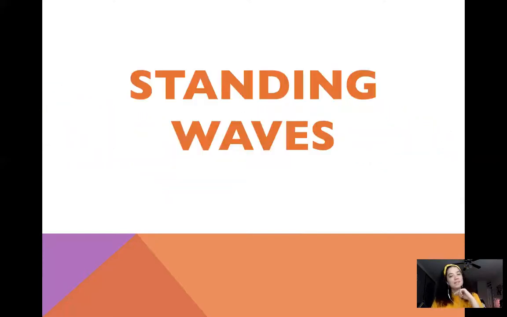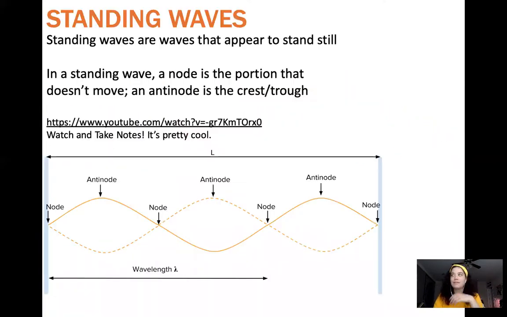All right, standing waves. A standing wave is just that. It's a wave that appears to stand still. You don't need to know much about standing waves, but you need to know that the node is the portion that does not move, and the antinode is the crest and trough portion.